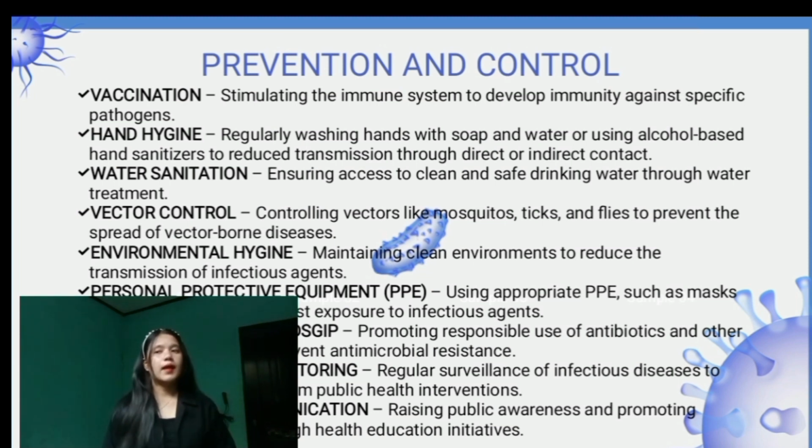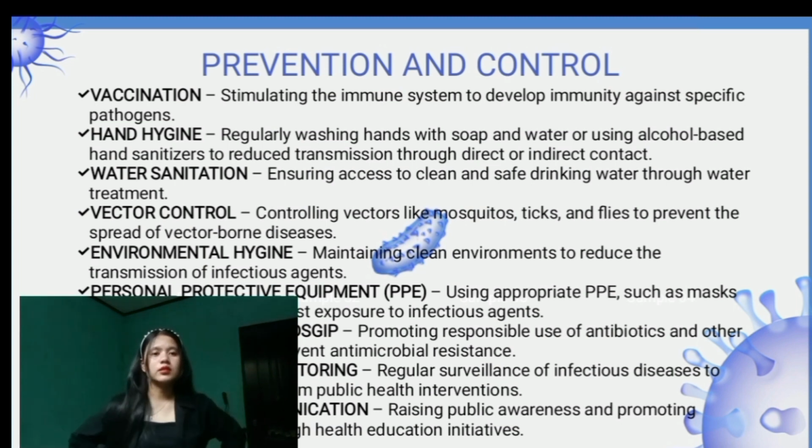Next, we have water sanitation, ensuring access to clean and safe drinking water through water treatment. It also reduces the fecal-oral transmission of pathogens. Next is vector control, controlling vectors like mosquitoes, ticks, and flies to prevent the spread of vector-borne disease. It aims to limit the transmission of pathogens by reducing or eliminating human contact with vectors.